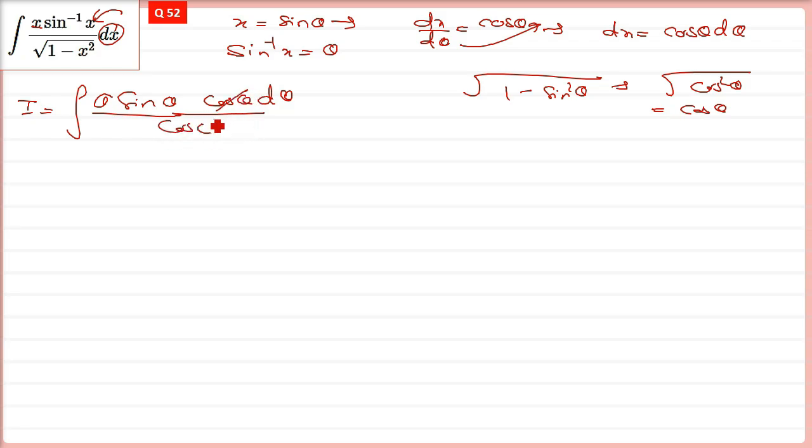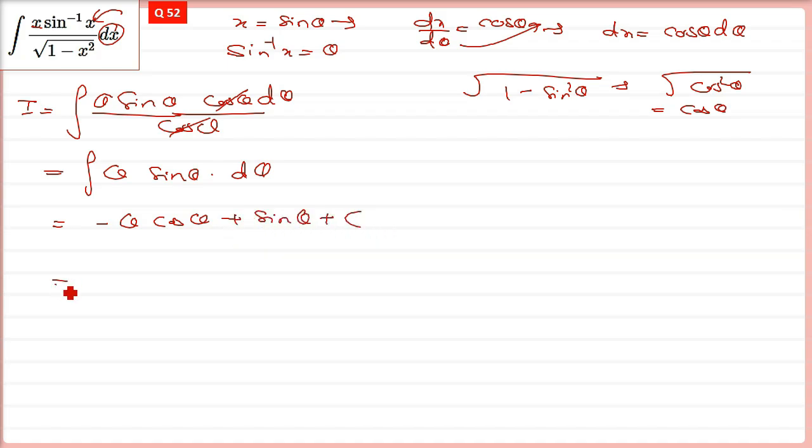Now it has become so easy. Cos theta gets cancelled. You just have theta sin theta d theta, and this has been done numerous times. Because x sin x, x cos x we have dealt with already. So I am writing directly the result. Please understand, I am not integrating it. You already know that. I am writing the final result, which is negative theta cos theta plus sin theta plus constant of integration.